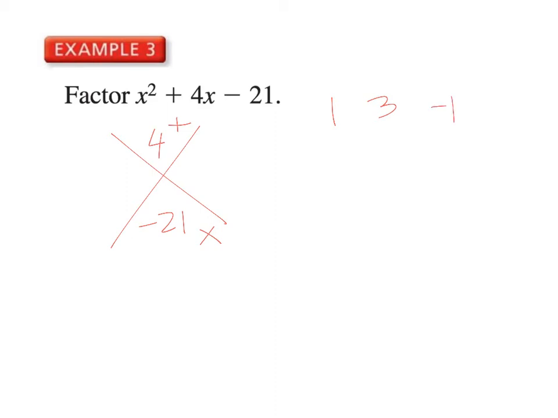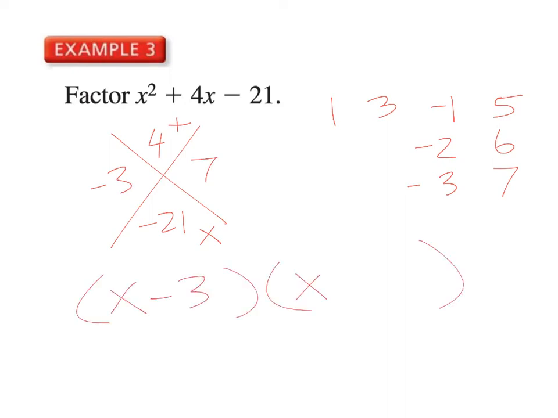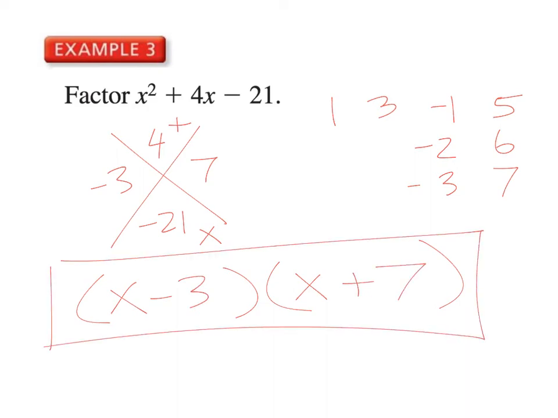Start off with negative 1. Negative 1 plus what is 4? 5. Multiply, don't get the result. Let's keep going. Negative 2 plus what is 4? 6. Nope. Negative 3 and 7. Yep, those work. Once you get those numbers, you're done. Simple stuff. Factoring is very simple once you get the hang of it.